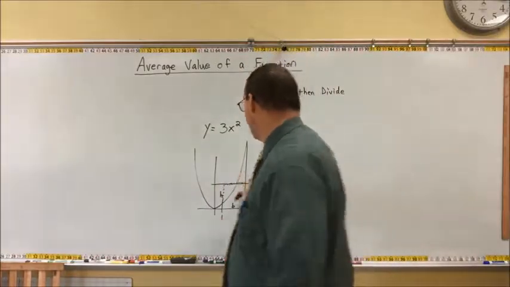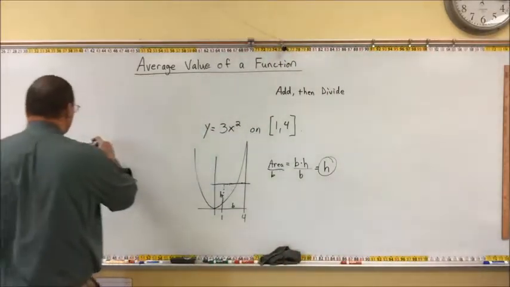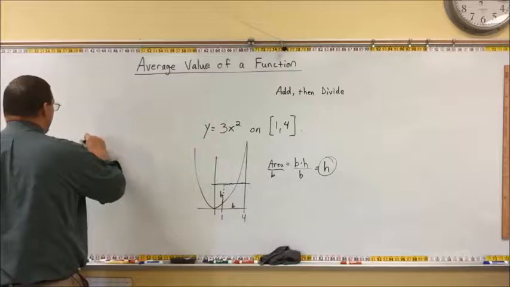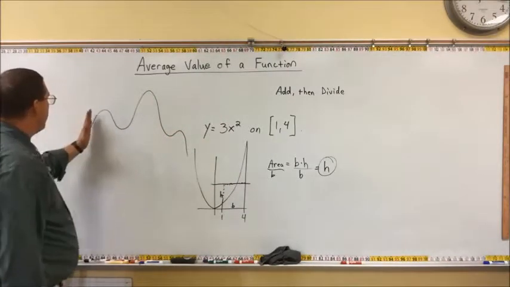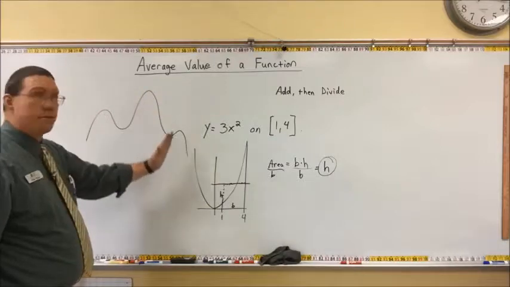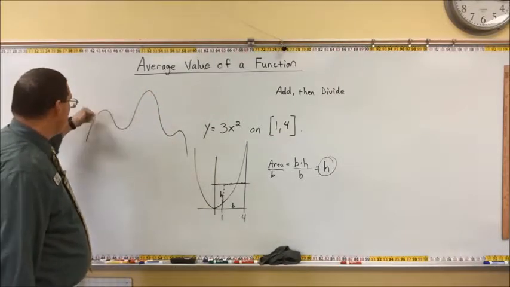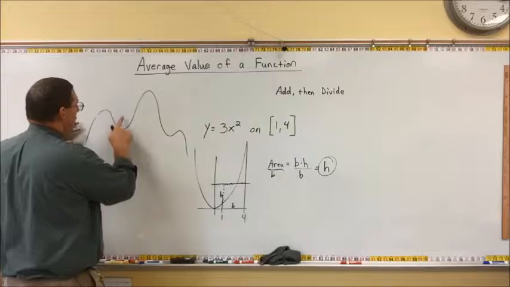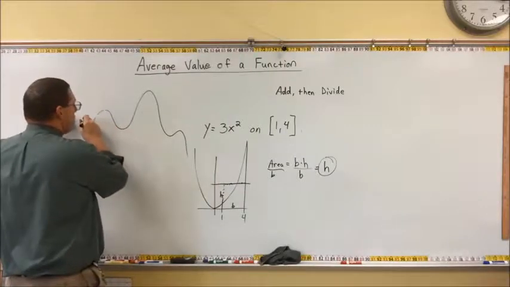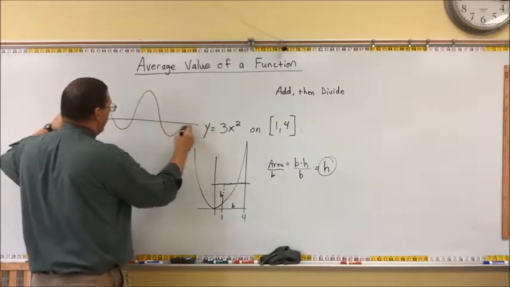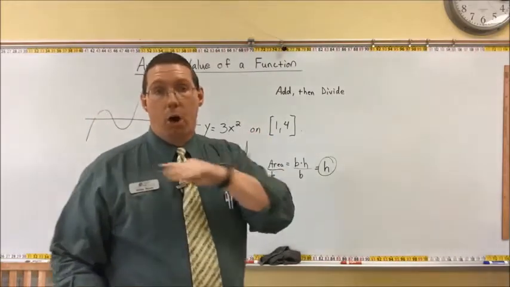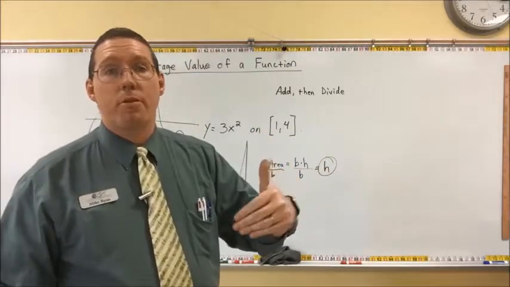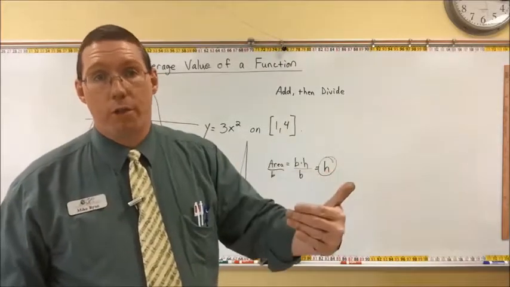Let me give you an analogy for that. If we have a function that does this, we have an infinite number of different heights. But if we push down all the high points and push up all the low points, we get a height that's in the middle, and that one height, a horizontal line, represents all of the heights of all of the points.